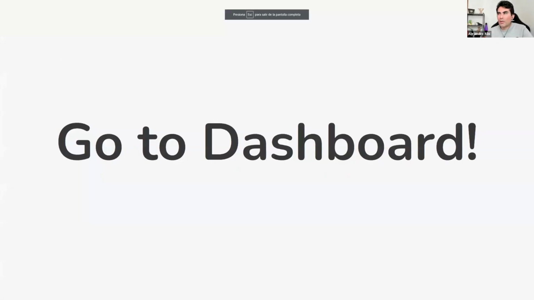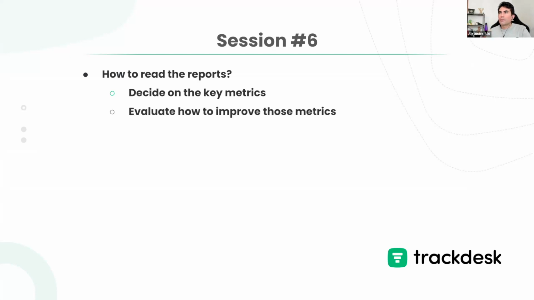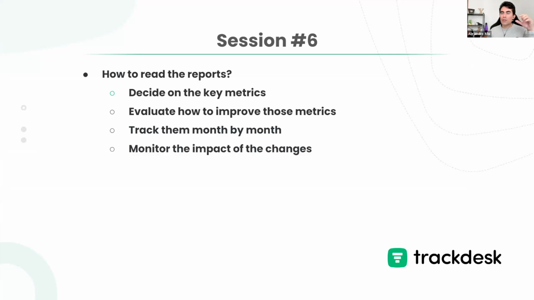Okay, let's jump into the last comments about this session. So conclusion, how to read the reports. You have to, first of all, decide on the key metrics. What is more important to you? Is it the conversions? Is it the revenue? And based on that, you can evaluate how to improve those metrics. And if you make a decision like, okay, I have these 3 ways to improve these metrics, track them month by month to see what the results are. And then if you make a change, monitor the impact of that change.